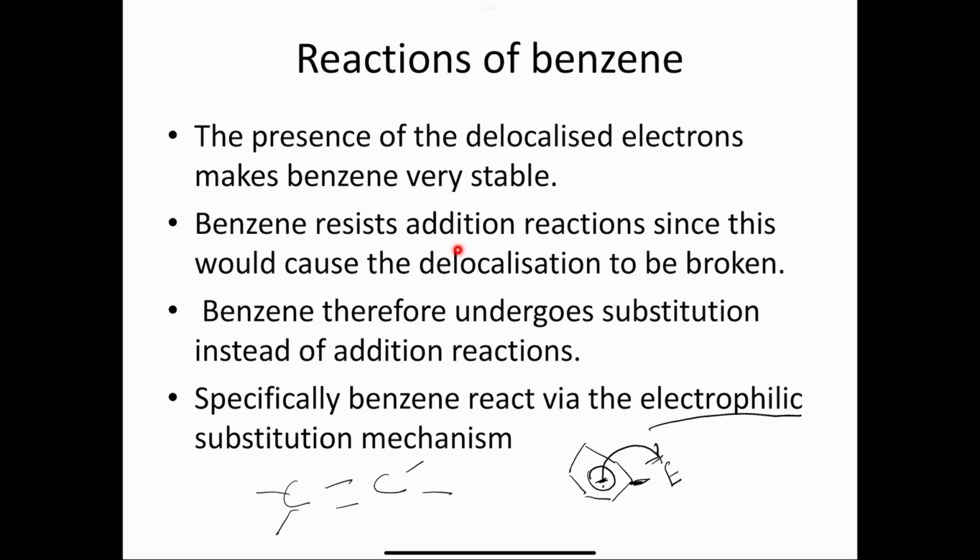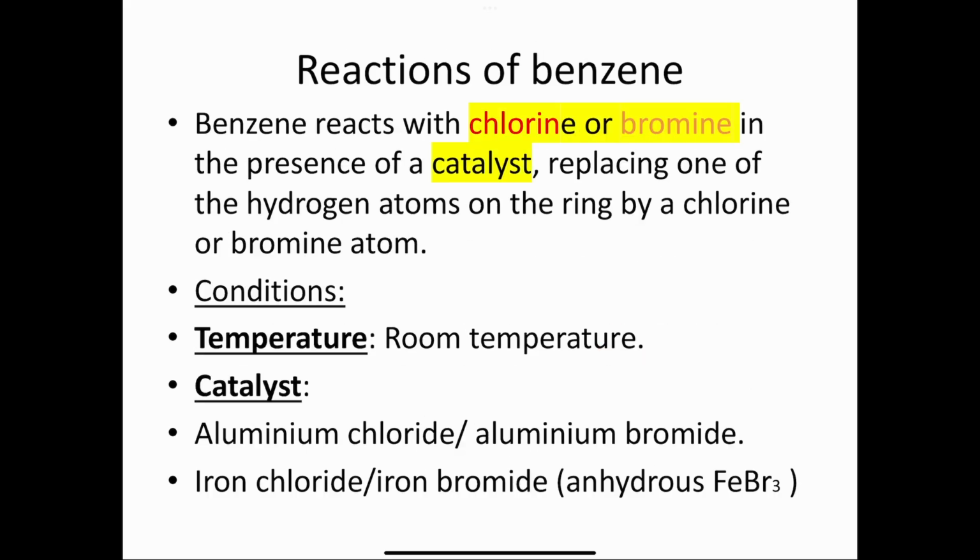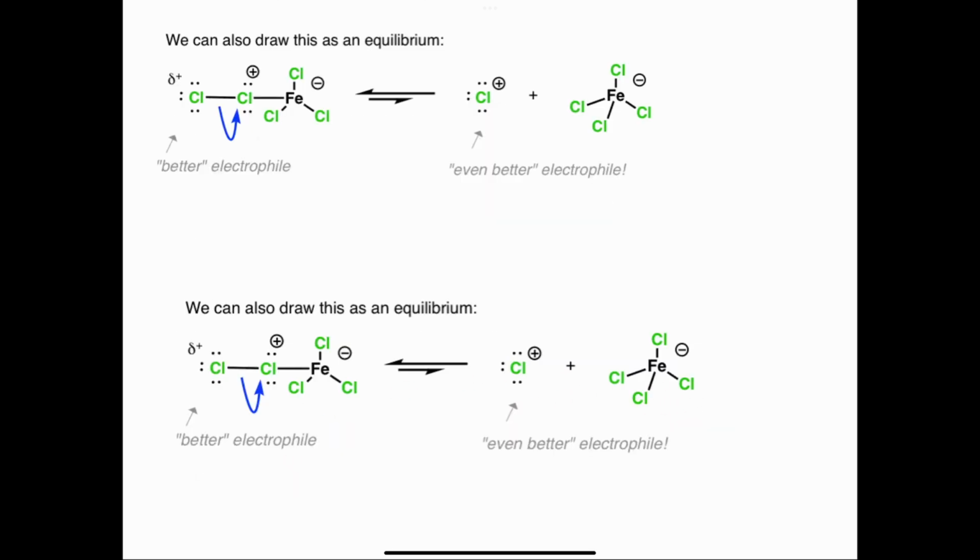However, your benzene can undergo substitution reactions where an electrophile is substituted onto your benzene ring. Some examples of these were chlorination and bromination of your benzene. In this case, it's occurring at room temperature and you need a catalyst. If you're going to be adding chlorine, you're going to look at a catalyst that contains chlorine. So you have aluminum chloride and iron chloride. If you're looking at bromine, you're looking at aluminum bromide and iron bromide.